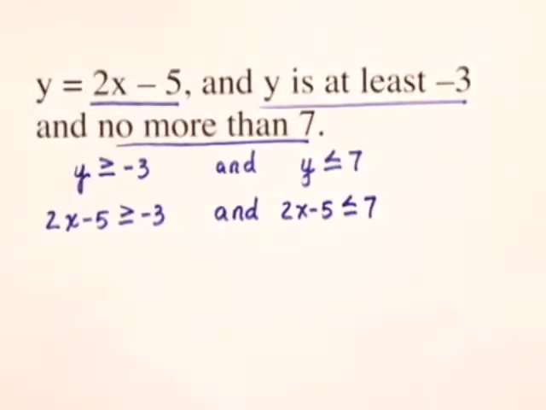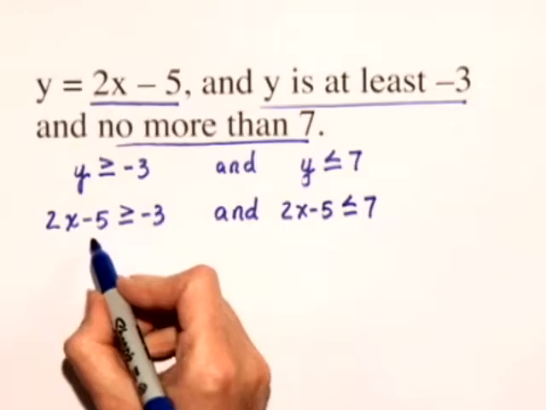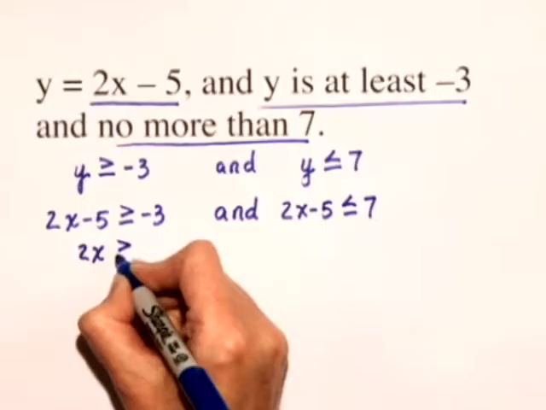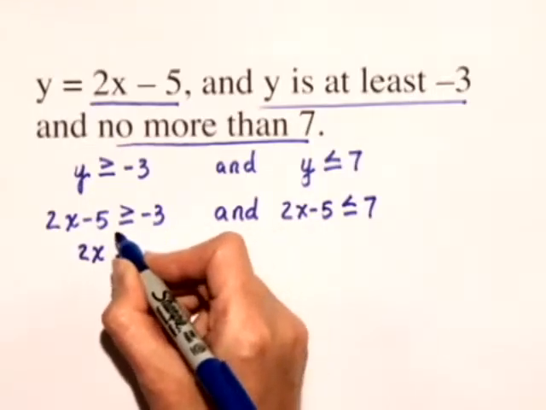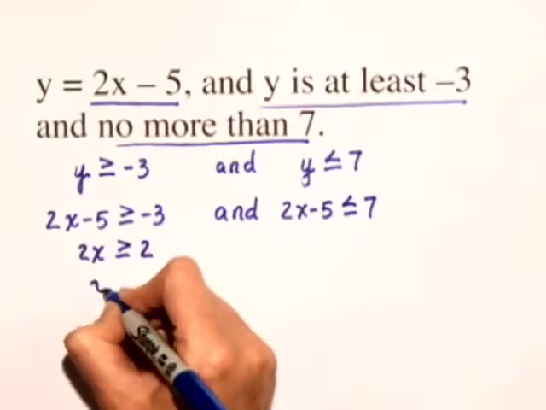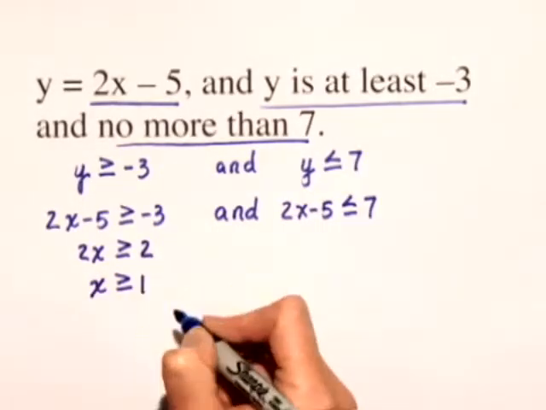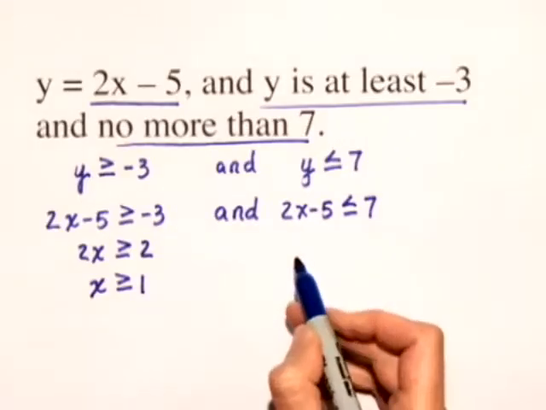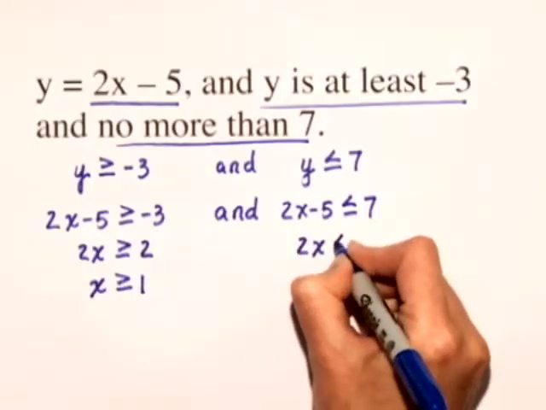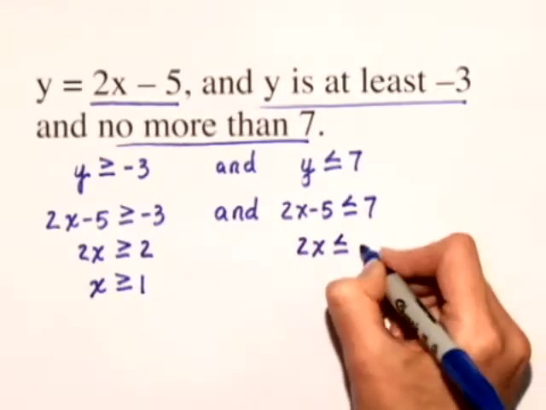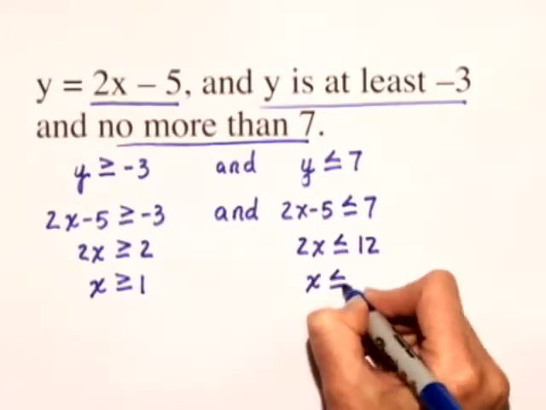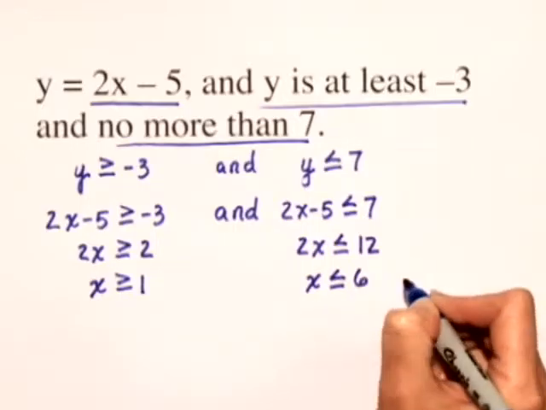Now let's solve both of these inequalities. For our first inequality, we'll just add 5 to both sides, and we'll get 2x is greater than or equal to, we have negative 3 plus 5 is 2. We divide both sides of this inequality by 2, and we'll get x is greater than or equal to 1. And for the other inequality, when we add 5 to both sides, we have 2x is less than or equal to, we'll have 7 plus 5, which is 12. Dividing both sides by 2 gives us x is less than or equal to 6.